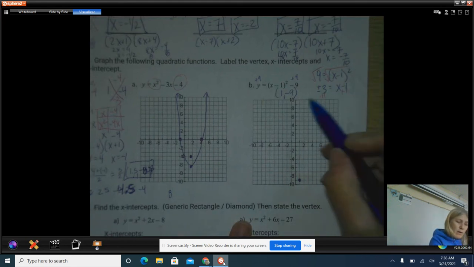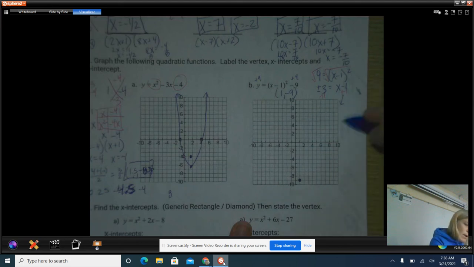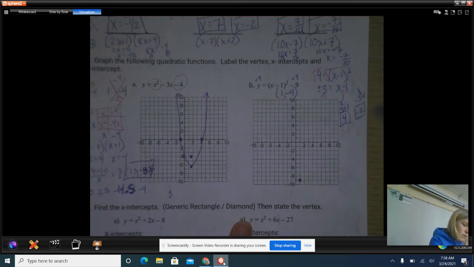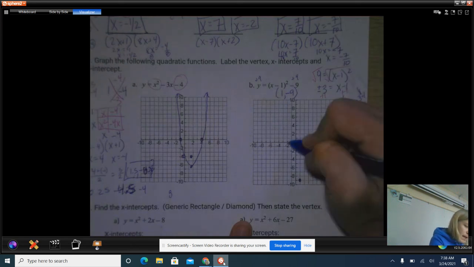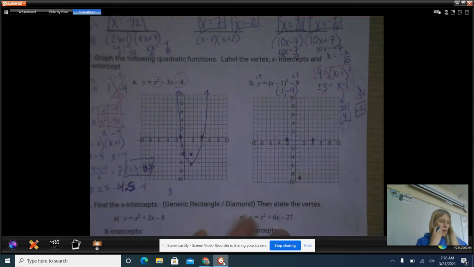And now this is going to be broken up into 2 problems. We have 3 plus 1, and we have -3 plus 1. 3 plus 1 is 4. That is one of our roots. And -3 plus 1 is -2. That's our second root. So we're going to have a 4 and a -2.